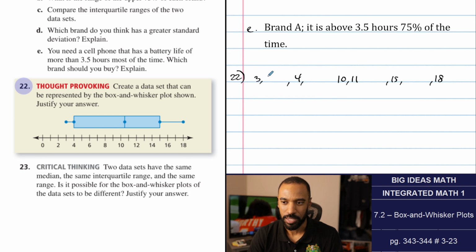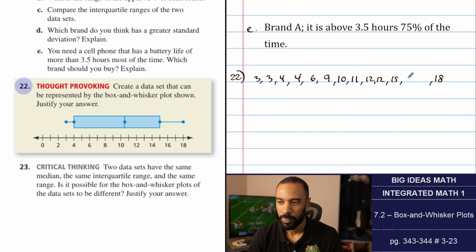I'm going to put another 3 here. I'm going to put a couple 3s. 3, 3, 4, 4. Let's do 6, 9, and 10. Now here I'll do 11, 12, 12, 15. Let's do 15, 17, and 18.